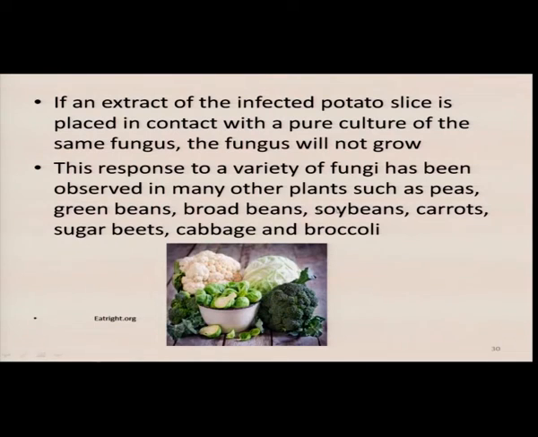This response to a variety of fungi has been observed in other plants like peas, green beans, broad beans, soybeans, carrots, sugar beets, cabbage and broccoli. So, this is a broad response, the production of phytoalexin against a particular pathogen, which in turn can also stop the pathogen when in contact with the pure culture. It can also inhibit the pathogen in the pure culture.